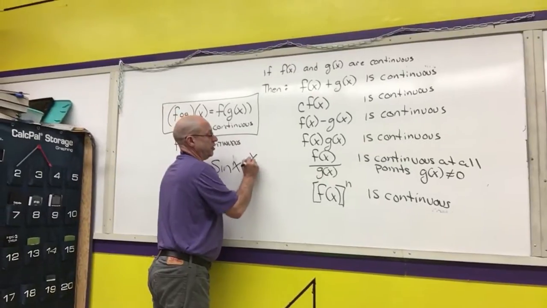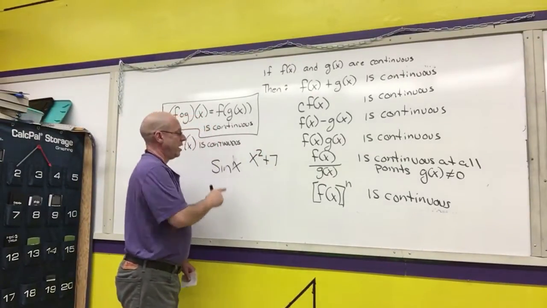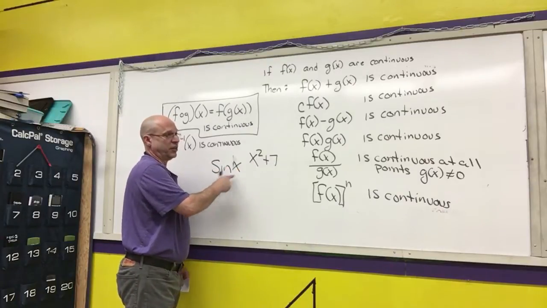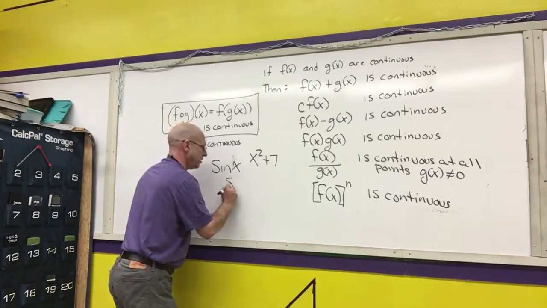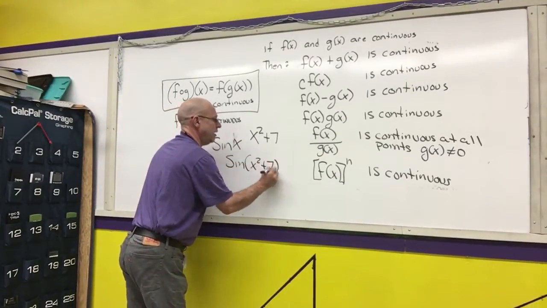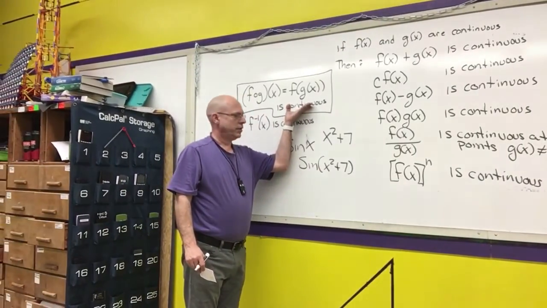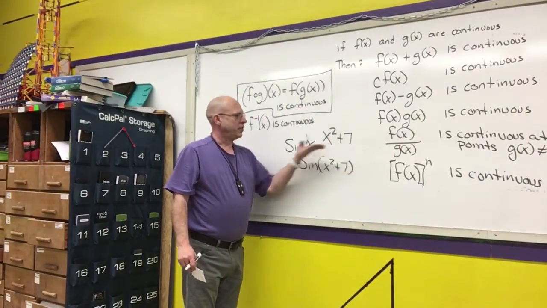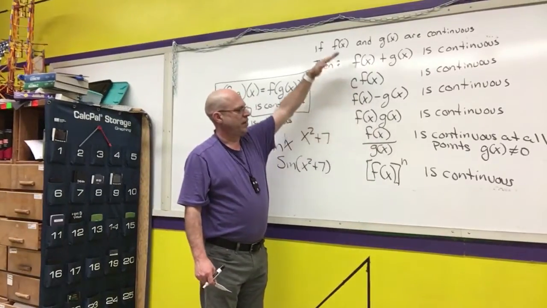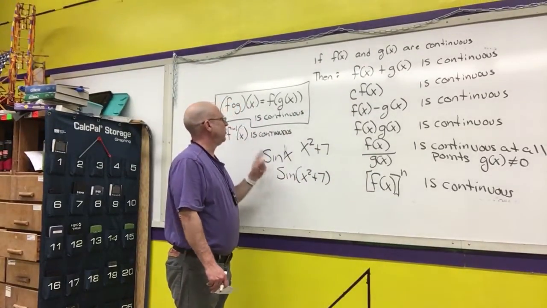We also said earlier that a polynomial function is continuous. Well, the composition of these two functions that are continuous, for example, the sine of x squared plus 7, also has to be continuous based on this rule. So if I have two functions that are continuous and compose them or combine them arithmetically in any one of these operations, they're going to be continuous when they meet these conditions.